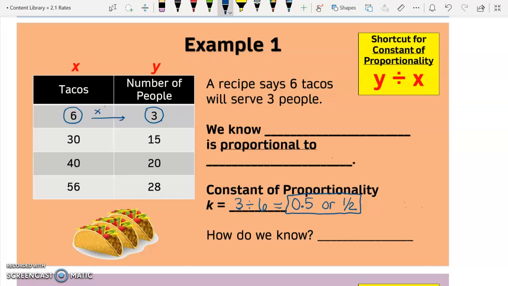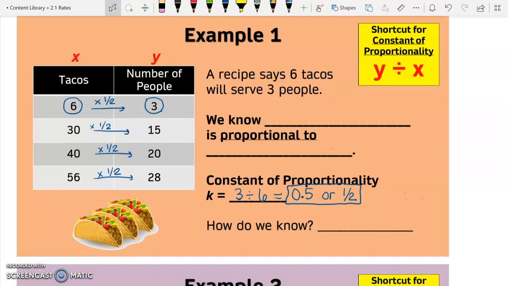Right? So makes sense. 6 times 1/2 gets us to 3. 30 times 1/2 gets us to 15. 40 times 1/2 gets us to 20. And then you can verify this in your calculator. 56 times 1/2 will certainly get you to 28. So that is a quick way to tell us that that is going to be the constant of proportionality. Right? Same thing. How do we know? Well, if we take the number of tacos and multiply by 1/2, no matter how many tacos we have, that will always get us to the number of people.